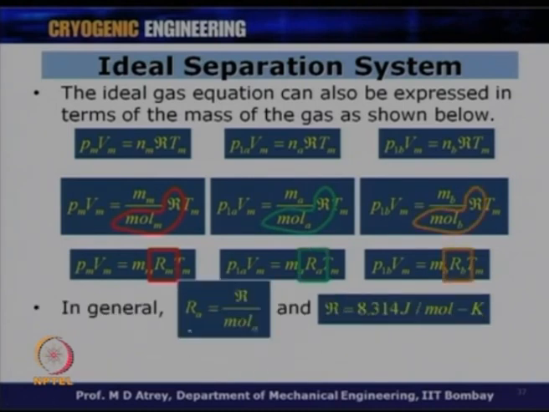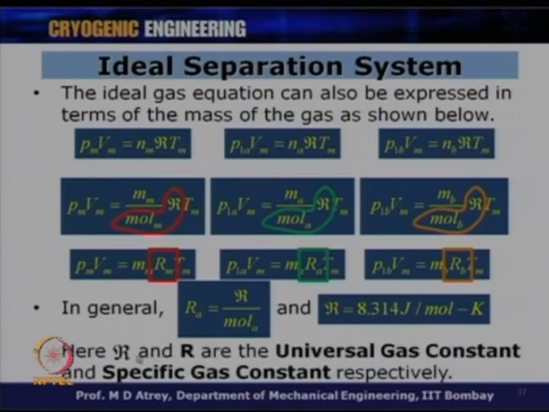In general, Ra is equal to the universal gas constant R upon the molecular weight of A, where the universal gas constant is 8.314 joules per mole Kelvin. So basically, now I would like to express the earlier expression in terms of the mass of gas A and the mass of gas B also, all right.